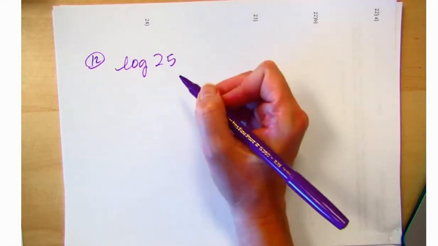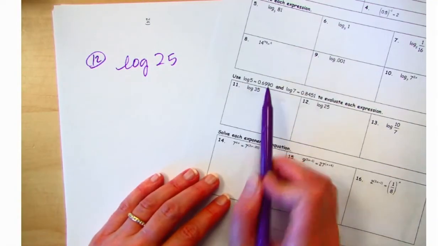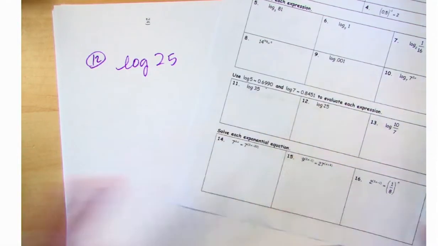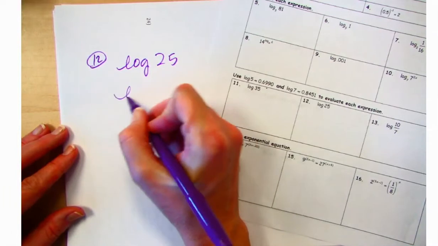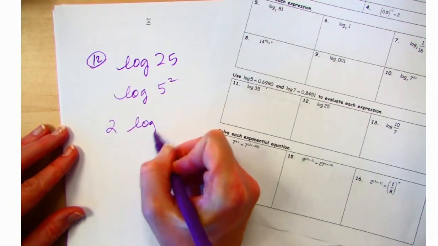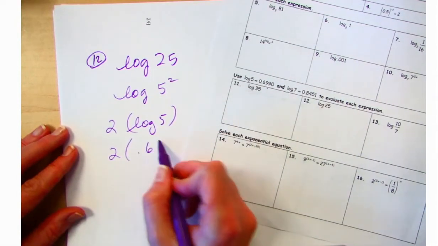So if we have the common log of 25, and they're telling us here that log 5 is 0.699, that log 7 is this, so we're to evaluate, not using a calculator. This is the same as the log of 5 squared, so 2 times log 5, and then we do a quick substitution of 0.6990 and whatever 2 times 0.6990 is. That's all we needed to do there.